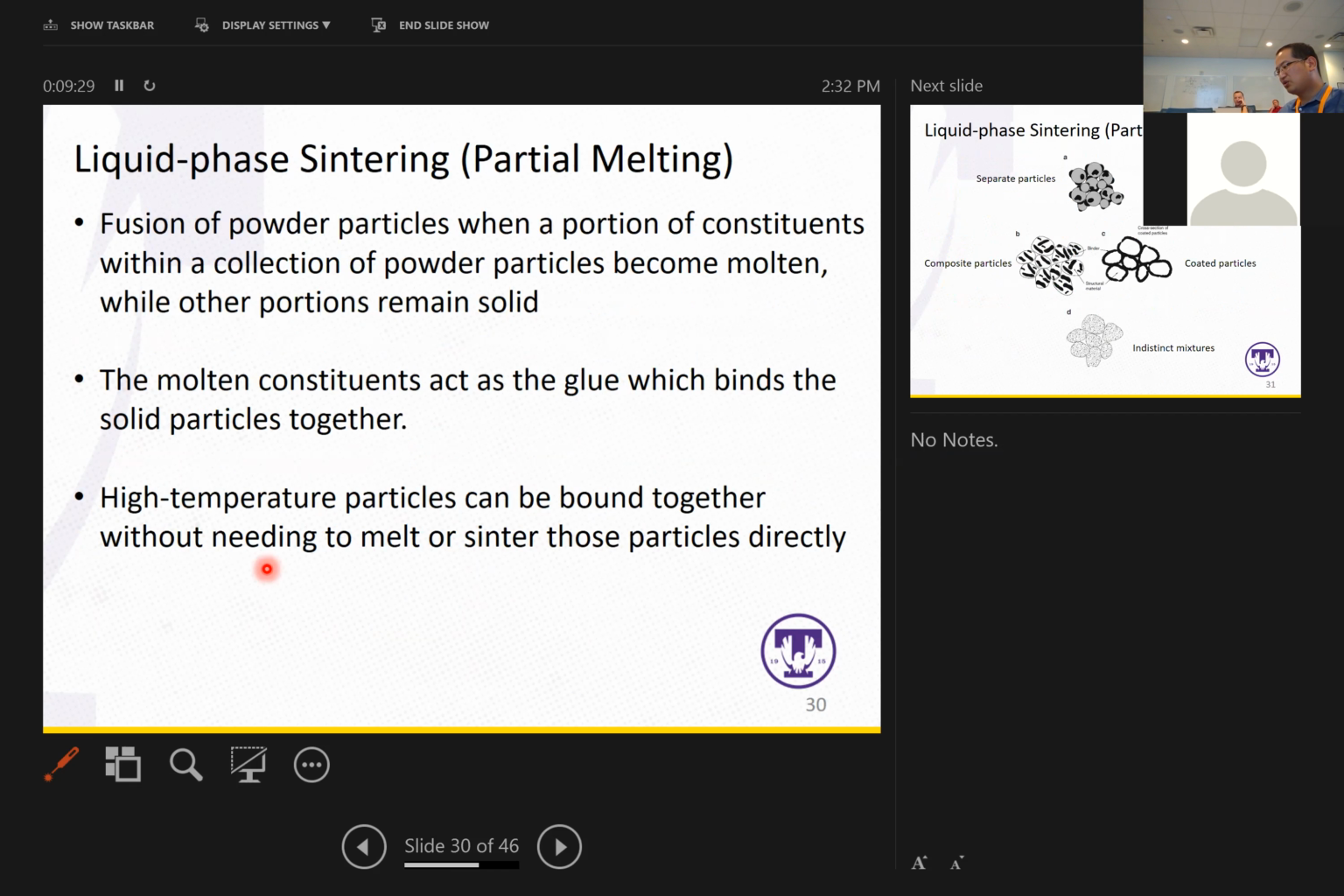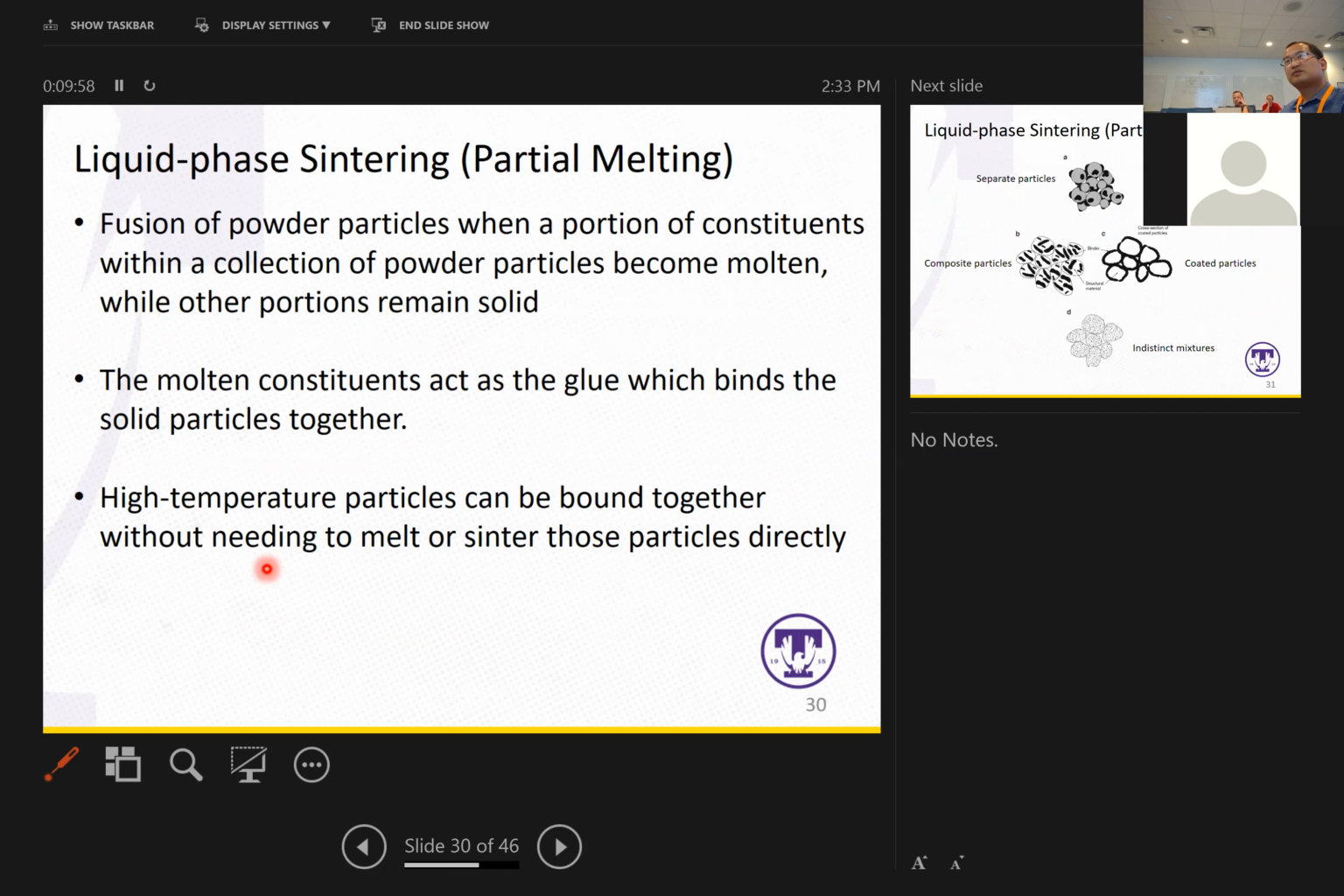So it's kind of in between sintering and full melting. The melting constituent acts as the glue which binds the solid particles together. At high temperature, particles can be bound together without needing to melt or sinter those particles directly. Is this going to be two different materials then, or could this be all the same material?